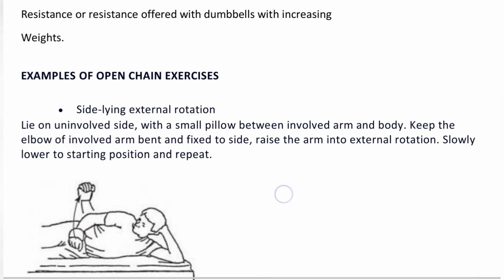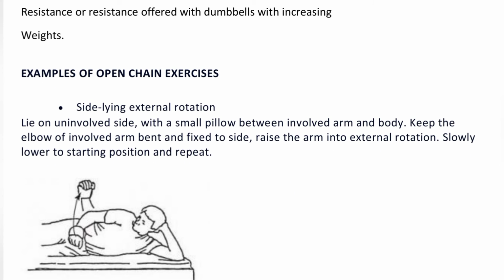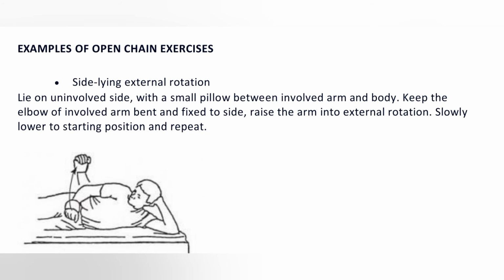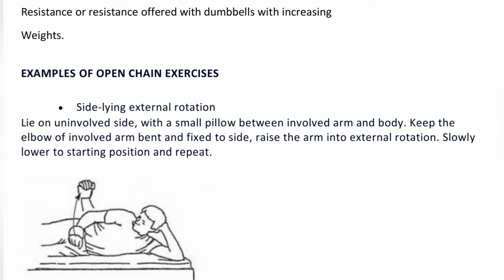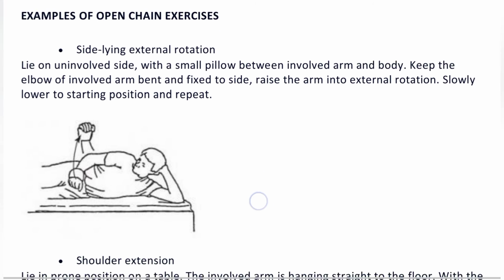These are the sideline external rotation. Lie on the uninvolved side with a small pillow between the involved arm and the body. Keep the elbow of the involved arm bent and fixed to the side. Raise the arm into external rotation, slowly lower to the starting position and then repeat. This is the sideline external rotation.